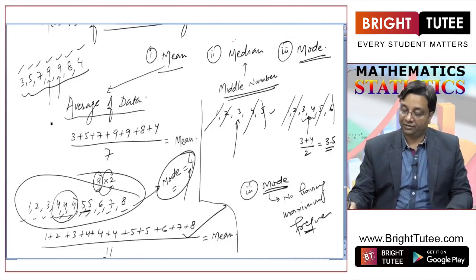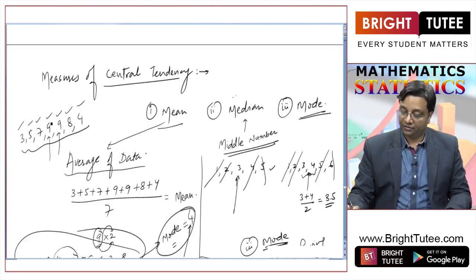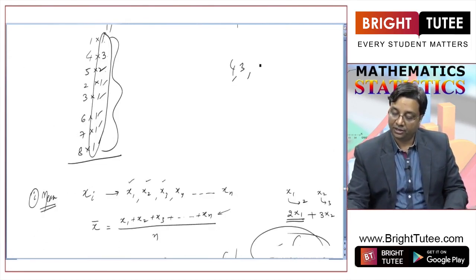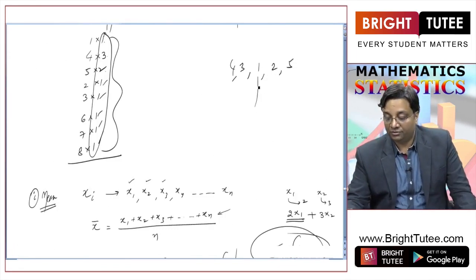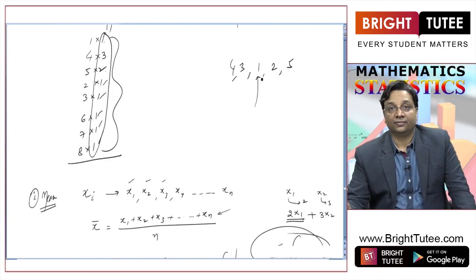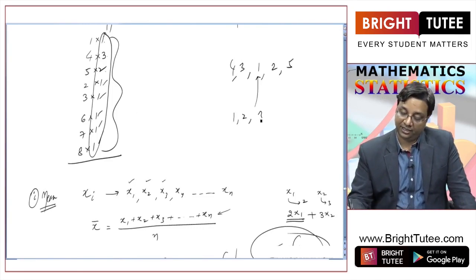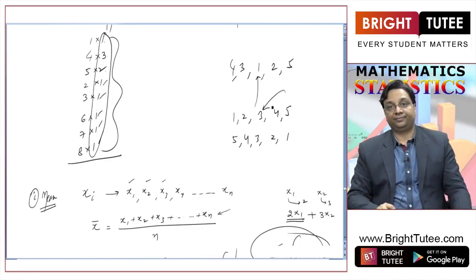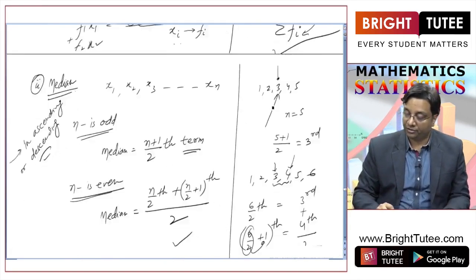Because if I would have written it 1, 2, 3, 4, 5, I would have written it 3, 4, 1, 2 and 5, then the third observation would have become 1, right? But if you write this data in ascending order or descending order, third observation is 3, which is the correct median. Okay, I hope you have got the idea.